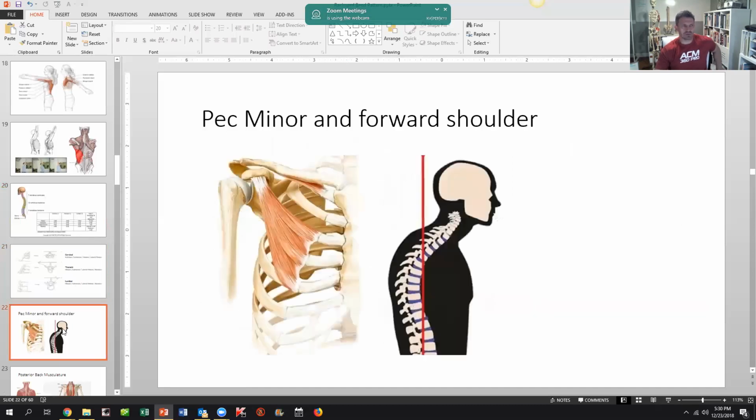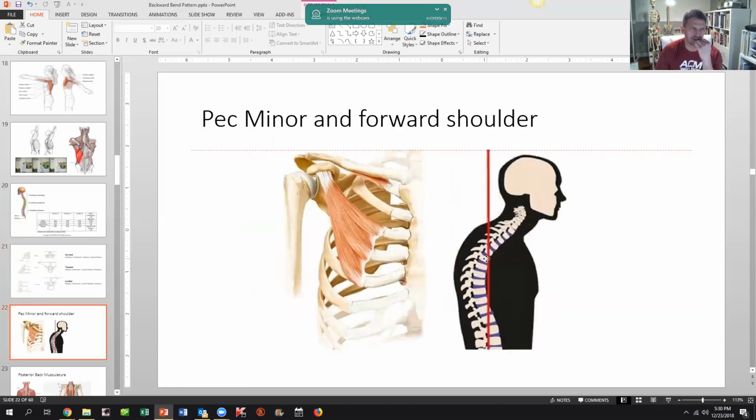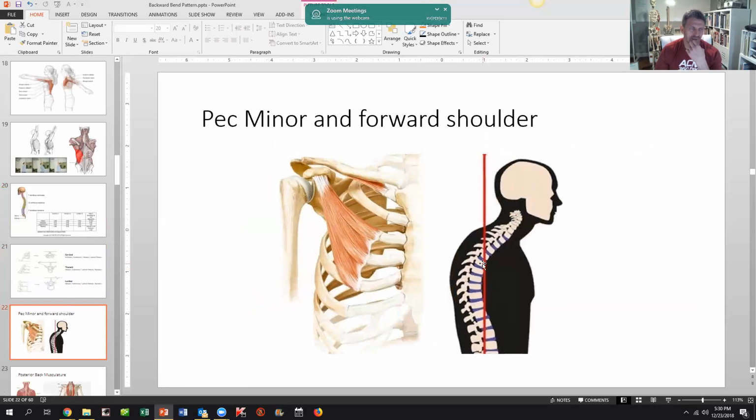Now, there's another muscle that I didn't mention, which is pec minor. The pec minor attaches to the rib cage and to the coracoid process of the shoulder blade, the little bump in the front of the shoulder blade. And that can have a big implication in thoracic kyphosis. The tighter that is, the more the shoulders are rounded forward.